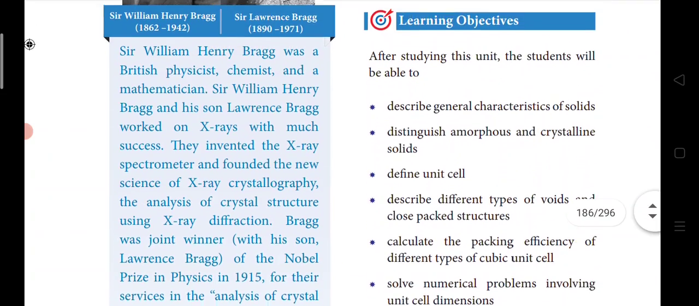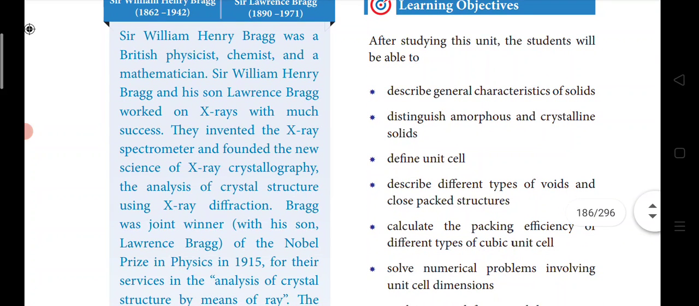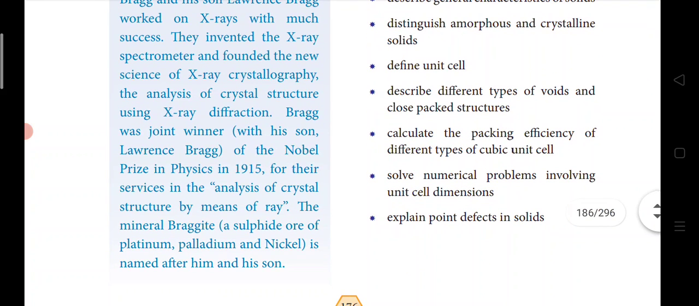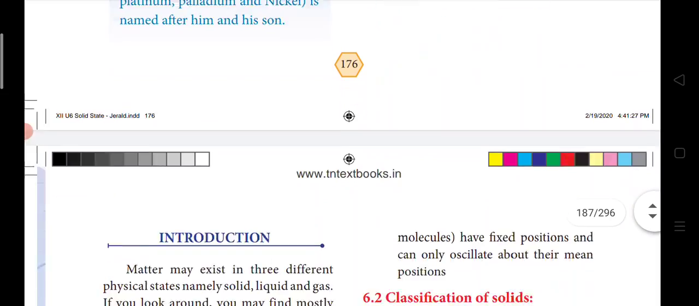In this lesson, we will be learning about the general characteristics of solids, how they are classified, and what a unit cell means. We will also learn how the unit cell and the atoms are packed in the unit cell, and what the packing efficiency is for the different types of cubic unit cells, a few numerical problems, and defects in solids.